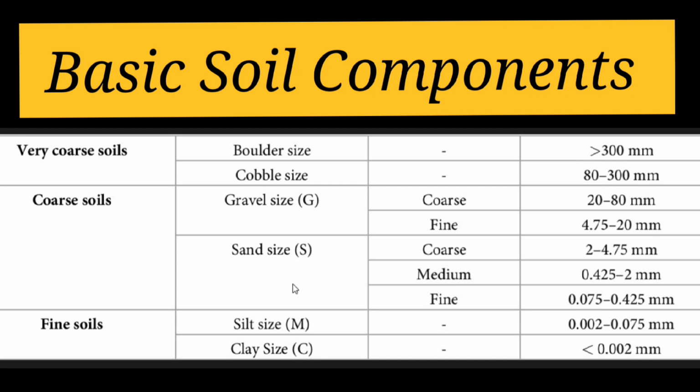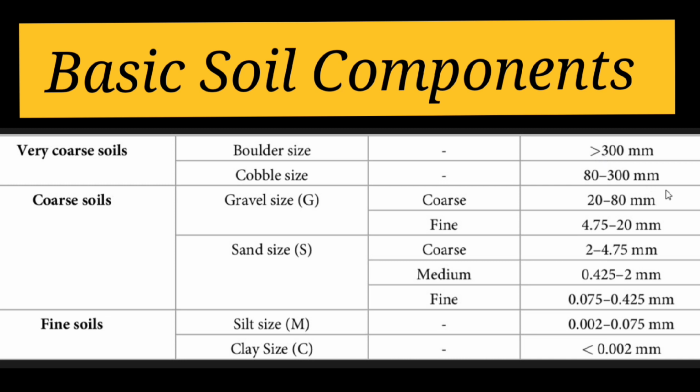Good morning, students. In continuation to our previous lecture on Indian Standard Soil Classification System, today we will discuss the basic soil components as per Indian Standard Soil Classification System. Basically, soil is classified into three major categories: very coarse soil, coarse soil and fine grained soil. In case of very coarse soil, the soil is classified as boulder size and cobble size. There is no symbol for this boulder and cobble.